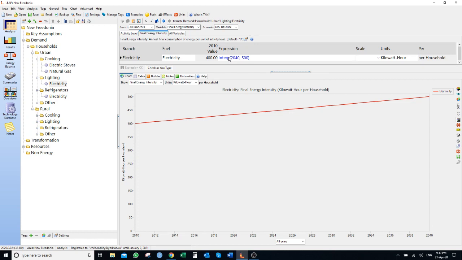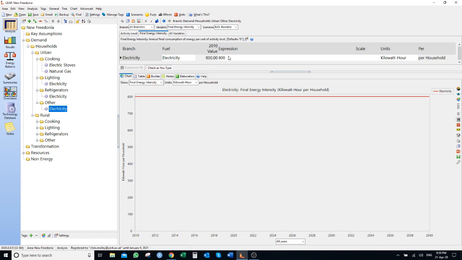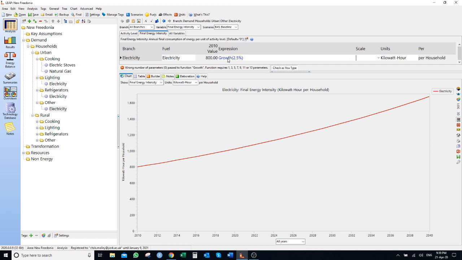And finally, other energy-using equipment grows rapidly at a rate of 2.5% per year. So here we have growth, 2.5%. And we have a 2.5% increase every year. So now we have done all the changes in our baseline scenario with no new policies for urban households.